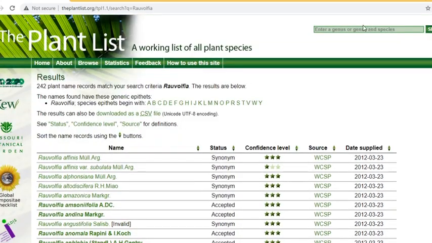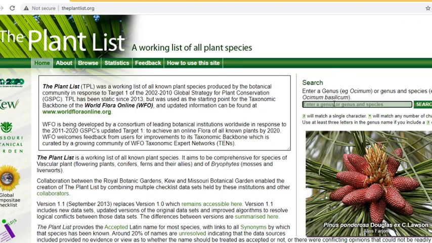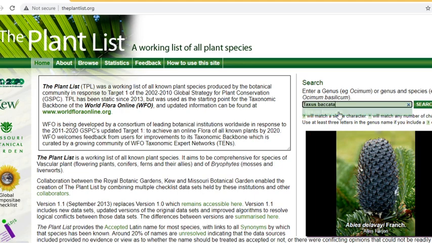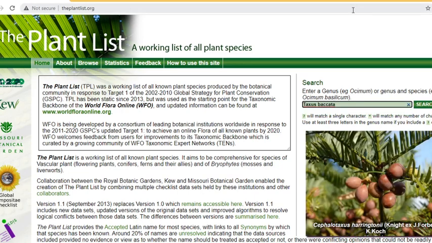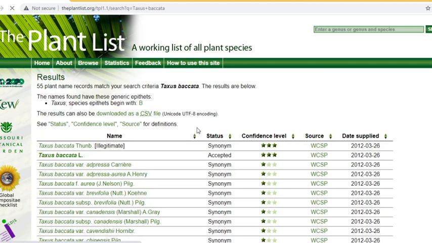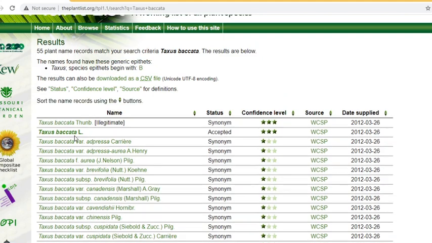Okay, now let us type another name here, say Taxus baccata. This is a very famous gymnosperm, which is an anti-cancerous plant. The alkaloid known as Taxol is extracted from here, which is highly costly. Okay, those things we will talk about later on. Taxus baccata, this is the name of the plant. Taxus baccata Linnaeus is an accepted name.